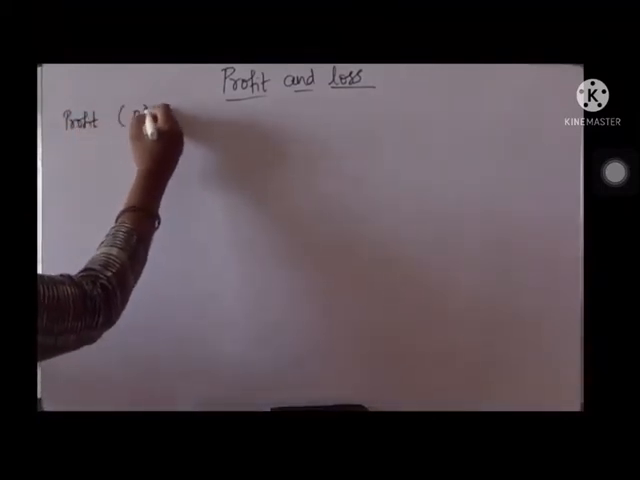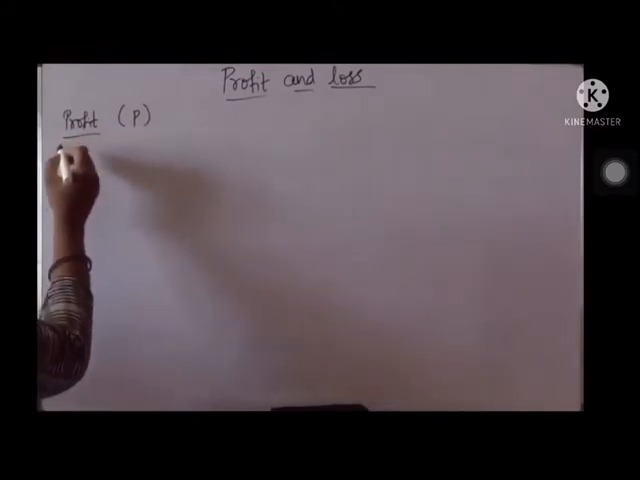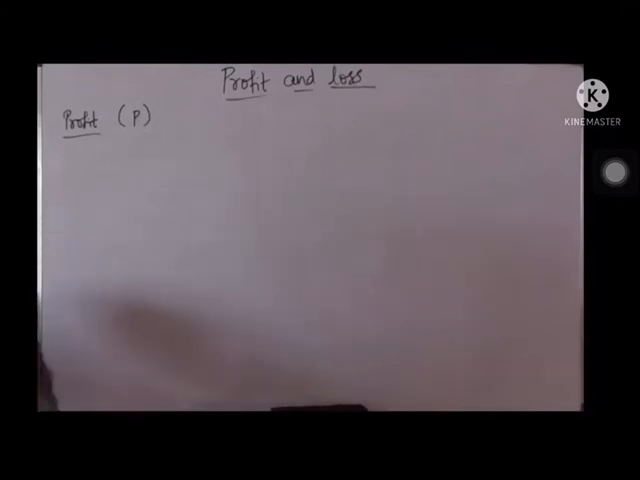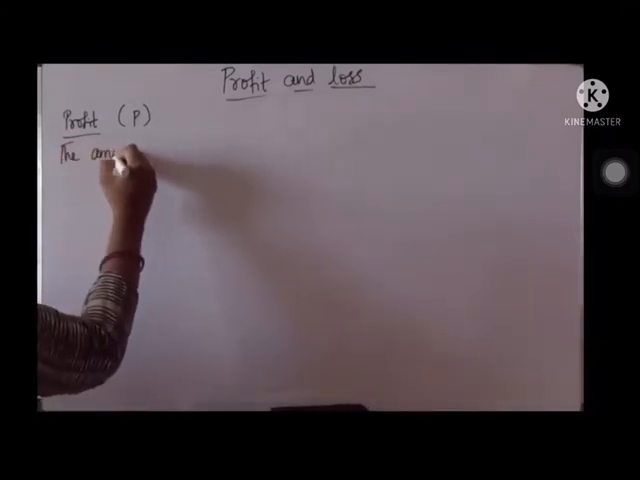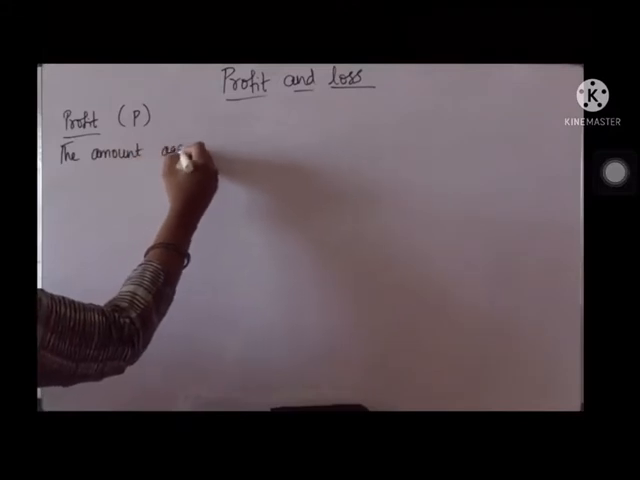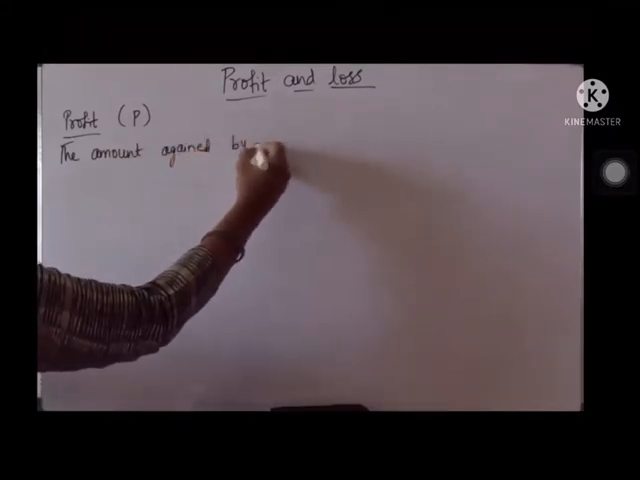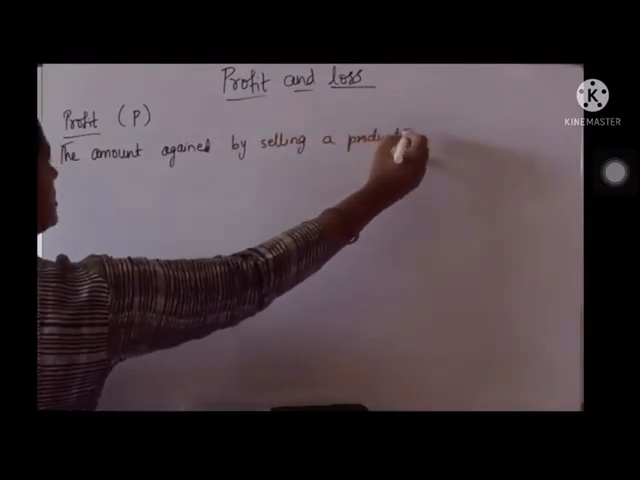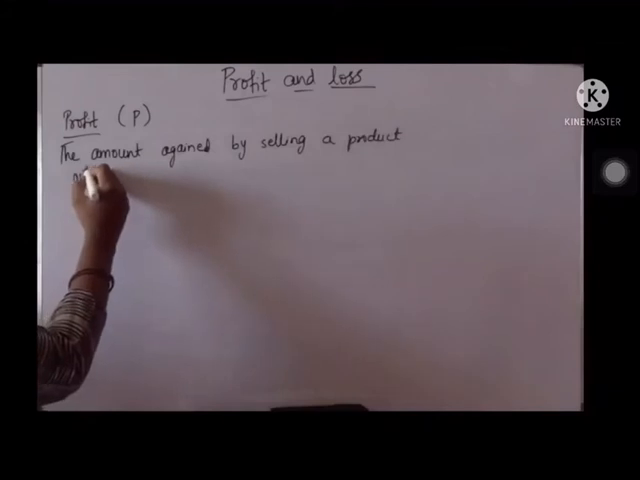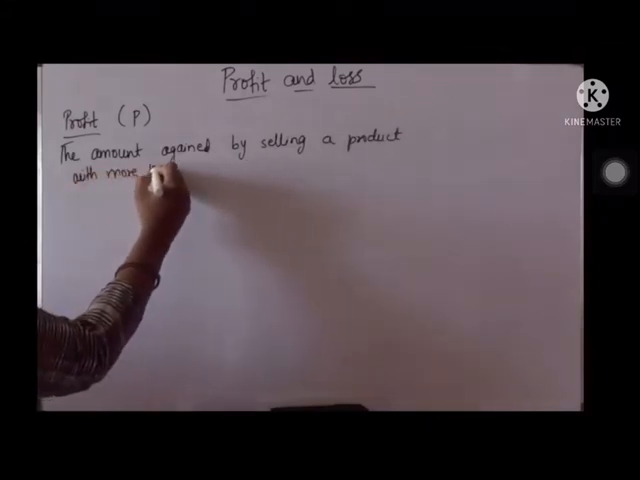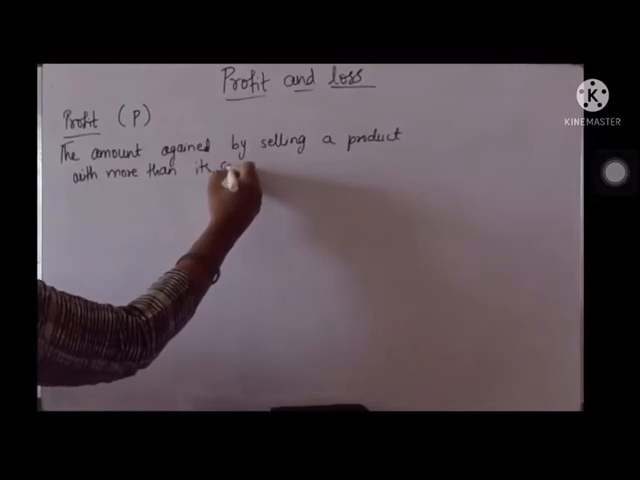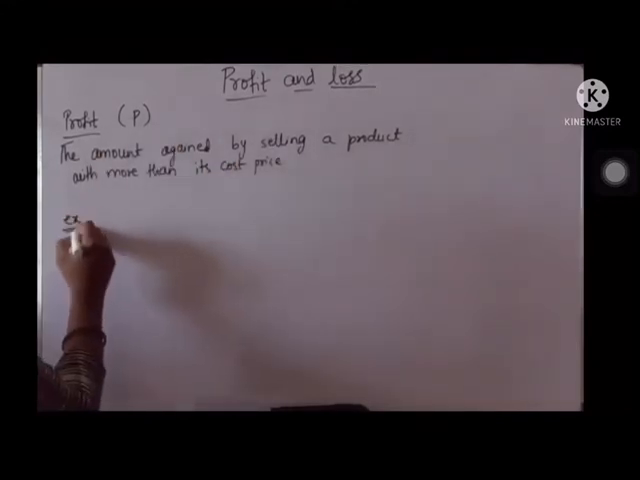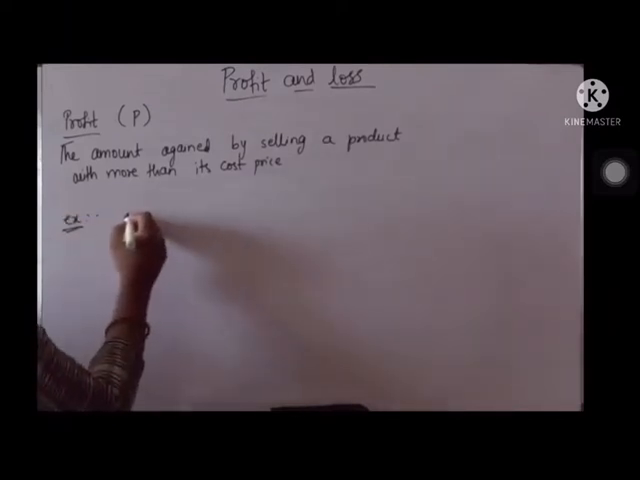Profit is represented with P. Here profit is nothing but the amount gained by selling a product for more than its cost price. For example, okay, suppose you purchase one book for rupees 500.